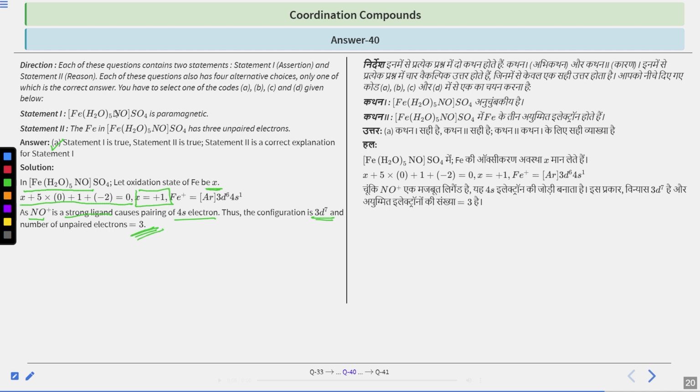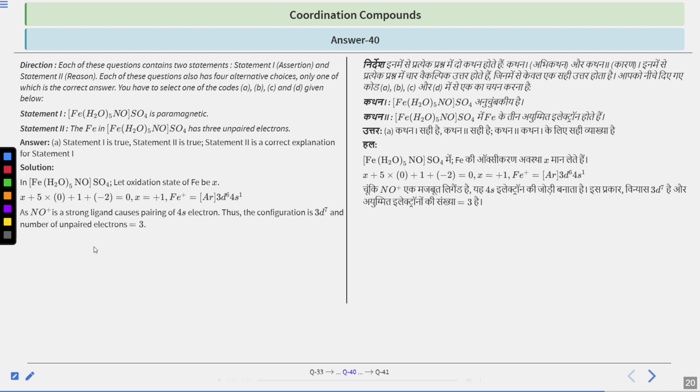So statement 1, that this complex is paramagnetic, is correct due to the presence of unpaired electrons, and the iron in this complex is having 3 unpaired electrons. This is also correct. And statement 2 is a correct explanation for the paramagnetic nature of the complex, that is statement 1. Thus our A option is the correct answer.